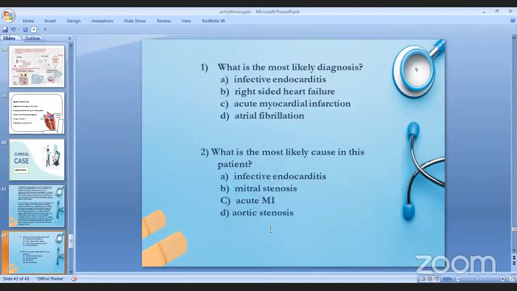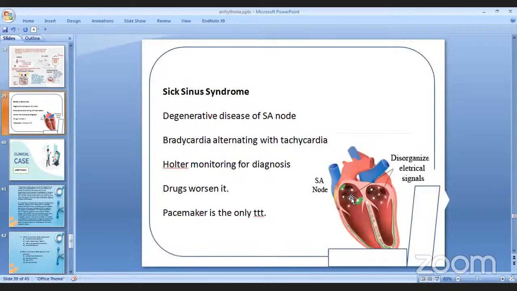Had it been aortic stenosis, it would lead to ventricular fibrillation. Again, the figure I had shown to you: mitral stenosis leads to atrial fibrillation, aortic stenosis leads to ventricular fibrillation. I hope it's clear.